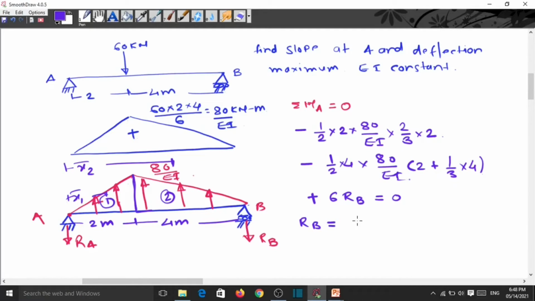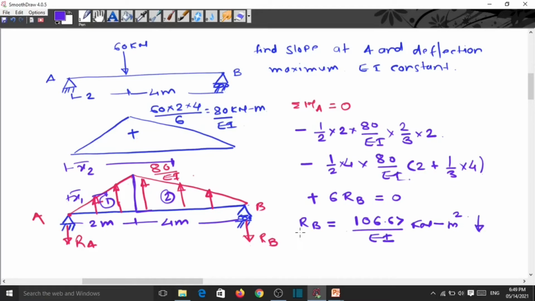So we got here the RB is equal to 106.67 divided by the EI, kilonewton meter square. Now this we assume the downwards, this answer is positive, it means this is a downward.